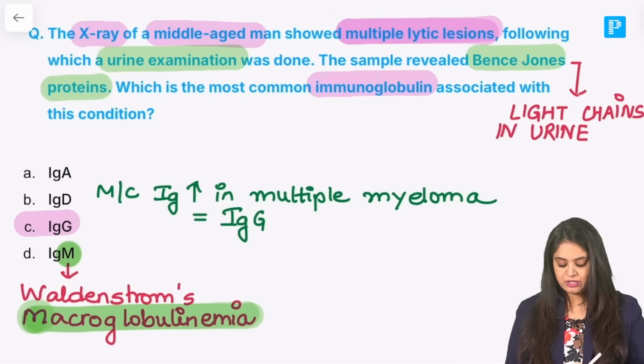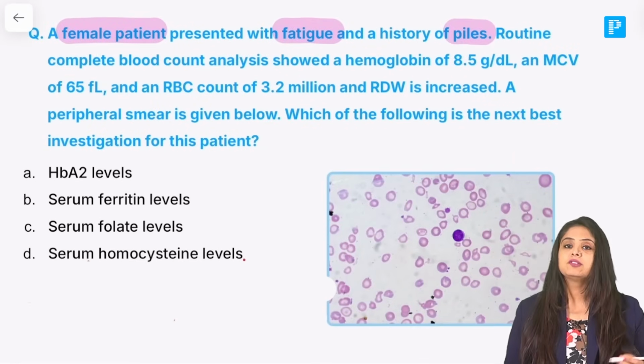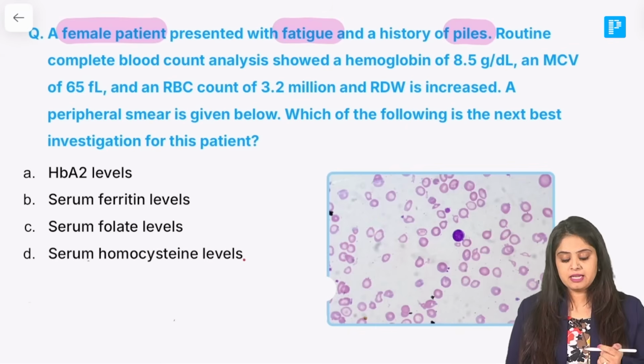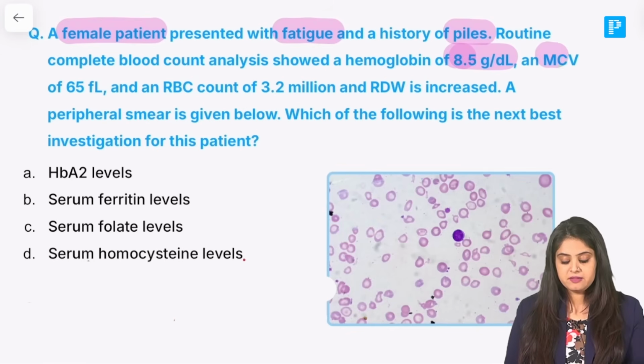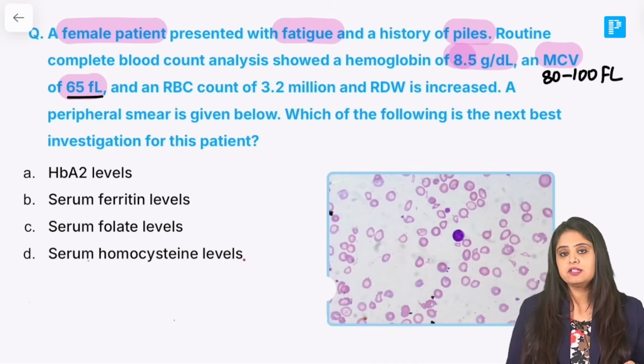Let's move on to question number 3 over here, where we have a female patient who's come to us with fatigue and a history of piles. So it's definitely piles or hemorrhoids means that there would be some blood loss happening. Now with that, fatigue is happening, so anemia comes to my mind. I do a CBC and definitely anemia is confirmed with HB of 8.5. Here they've given an MCV of 65 femtoliters. We know the normal MCV is between 80 to 100. If the MCV is 65 femtoliters, it is decreased. I am talking about microcytic anemia.